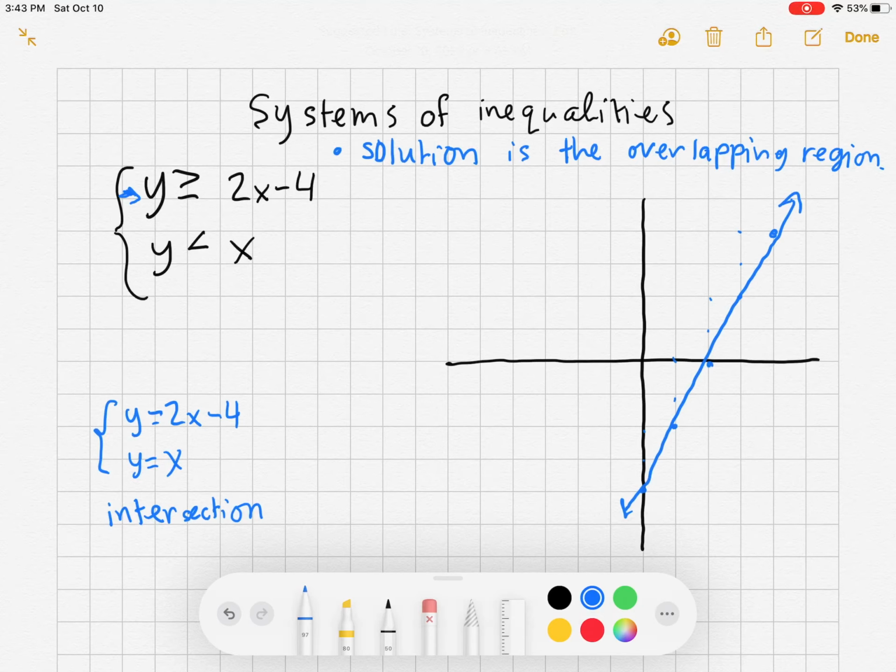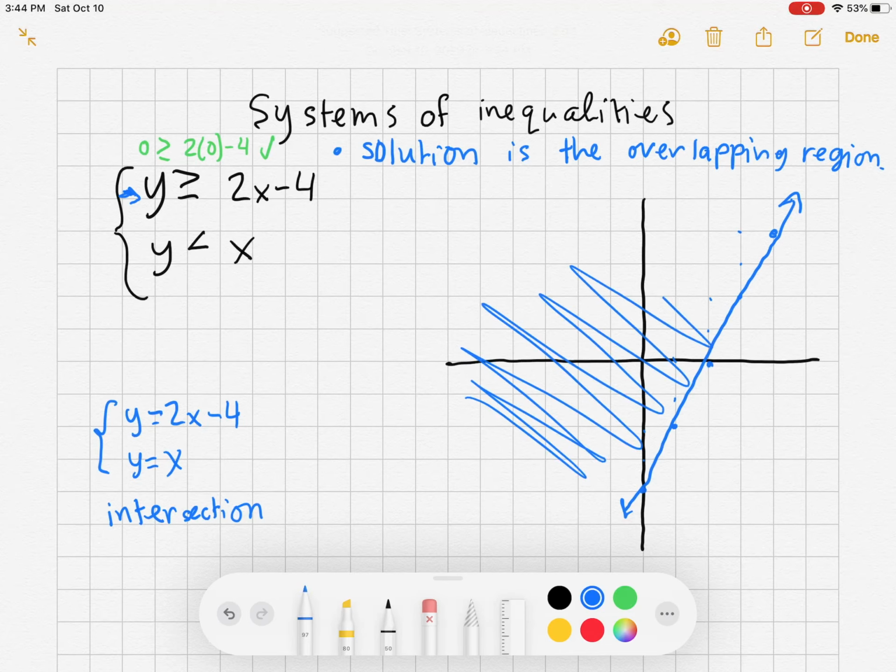Now we have to figure out which side we shade. So let's go ahead and plug in the point 0, 0. 0 is bigger than or equal to 2 times 0 minus 4, which is a true statement, because 0 is bigger than 0 minus 4, or negative 4. We mark it true, and we shade the side with 0, 0 on it.